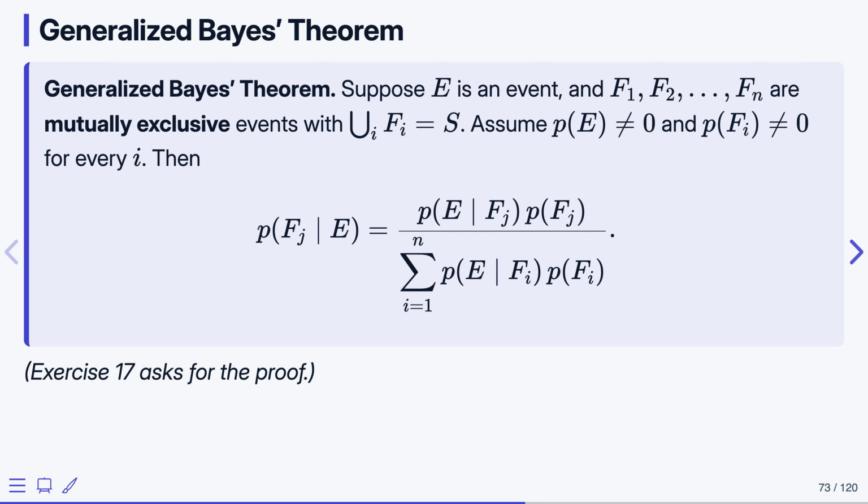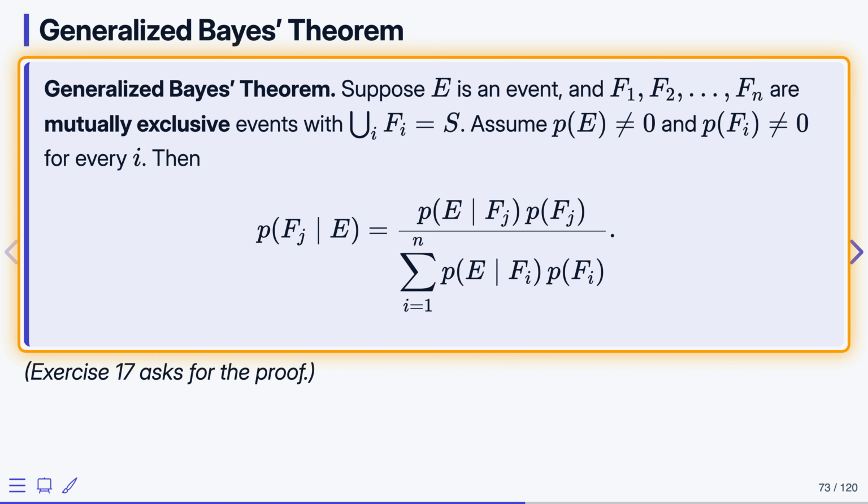The version we saw splits the world into 2 cases, F and not F, but sometimes there are many cases. The generalized theorem handles that. Suppose the events F1 through Fn are mutually exclusive and together cover the whole sample space, and each of them has some chance of happening. Then the chance of Fj given E has the same shape as before.